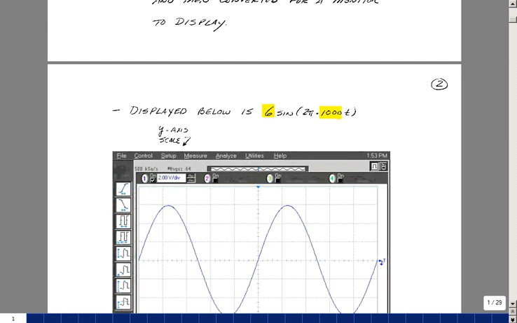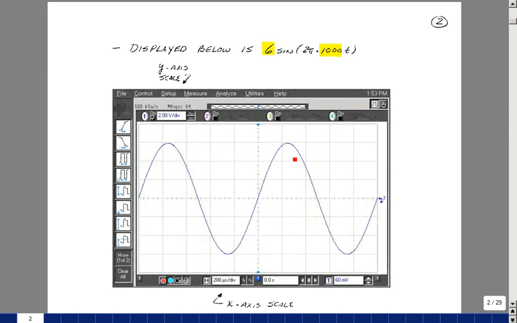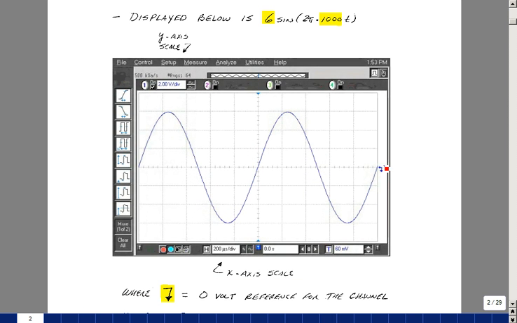The picture below is a screen capture of a 6-volt, 1,000 hertz sine wave. The little ground symbol here indicates the 0-volt reference. And so we have one division, two divisions, three divisions above ground. The number of volts per division is shown right here as 2 volts per division, so that gives us 6 volts.